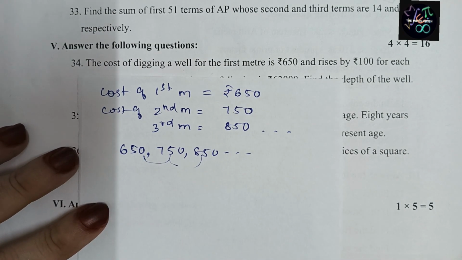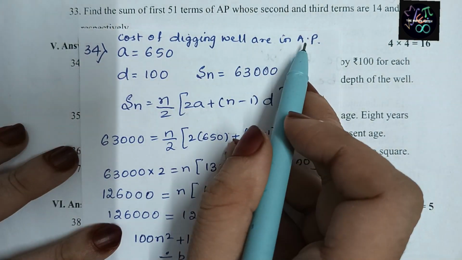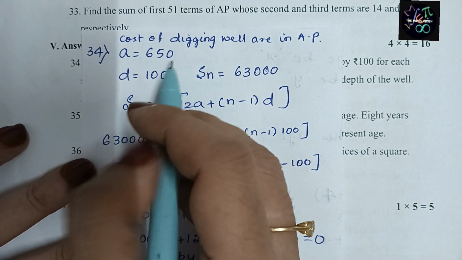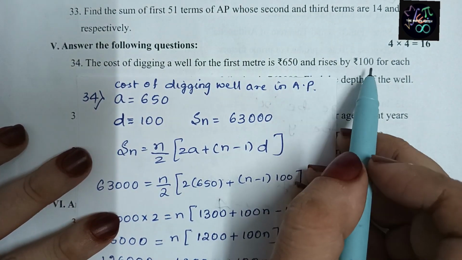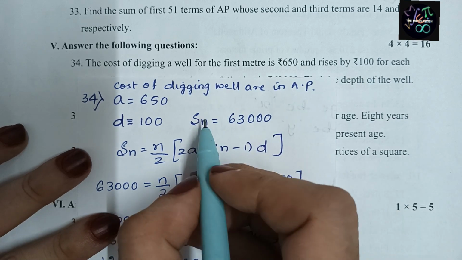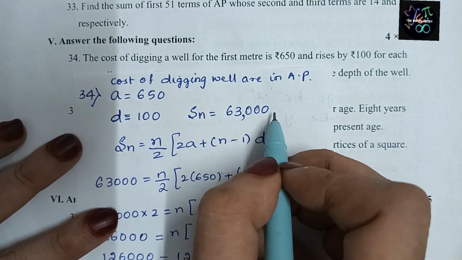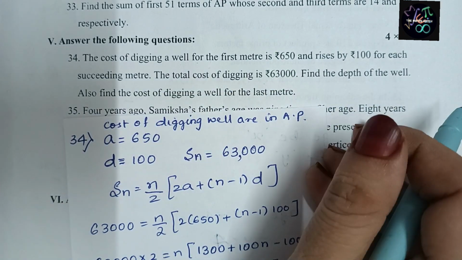So I have solved this problem here. Let us see. The cost of digging a well is in AP. So the first meter is rupees 650 and d is nothing but 100. They have told it rises by rupees 100 and the total cost is Sn equals 63,000. Now find the depth of the well.